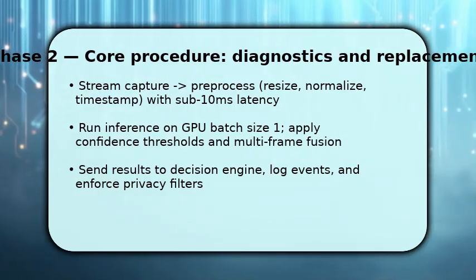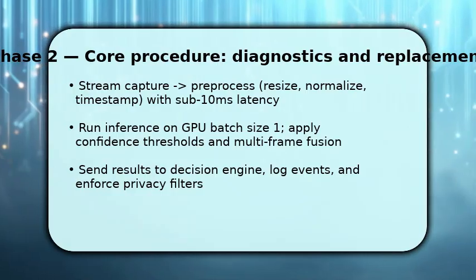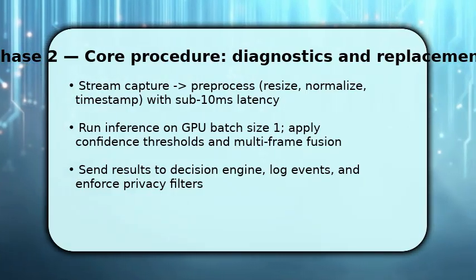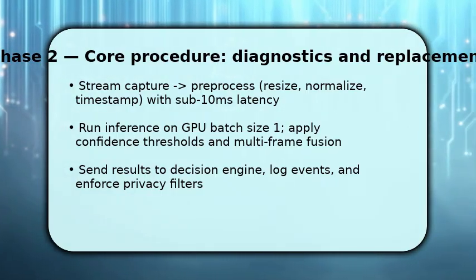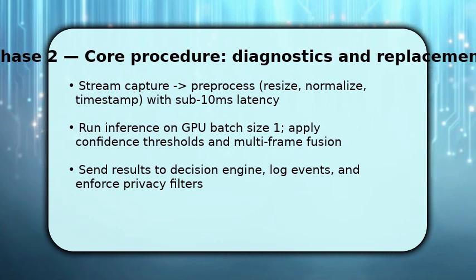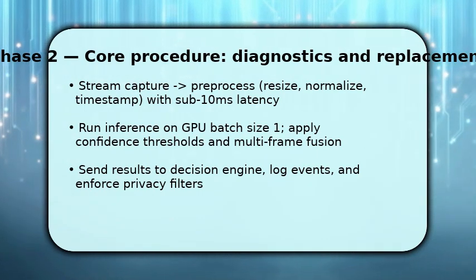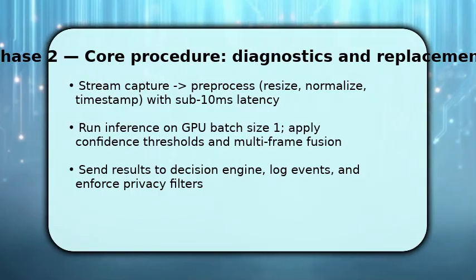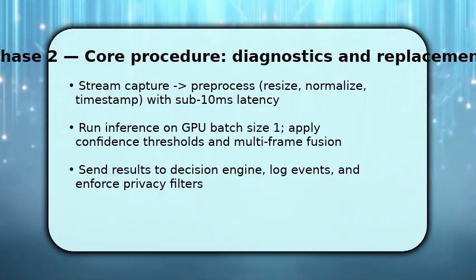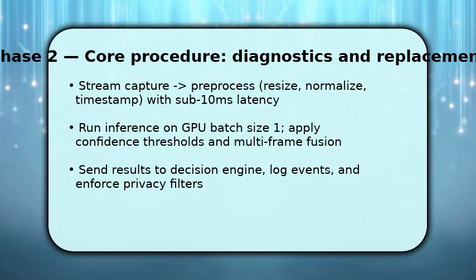Then run inference on the GPU with batch size 1 for real-time responsiveness, using confidence thresholds and multi-frame fusion to reduce false positives. Once the model outputs identities or metrics, forward them to the decision engine, update audit logs, and apply privacy filters so only authorized attributes are retained.